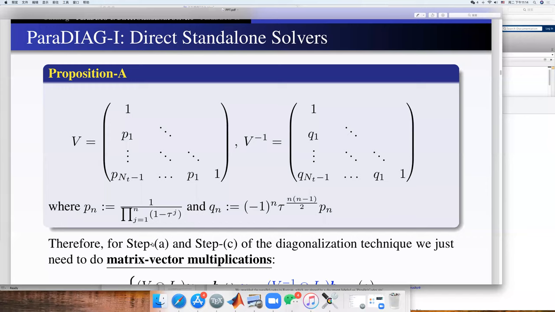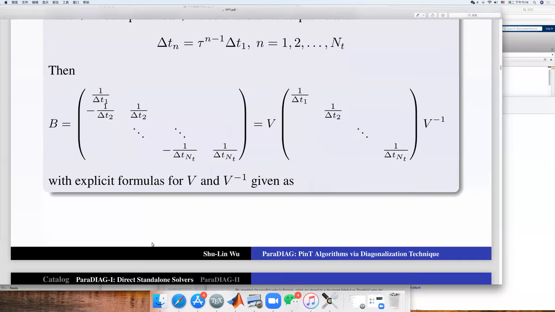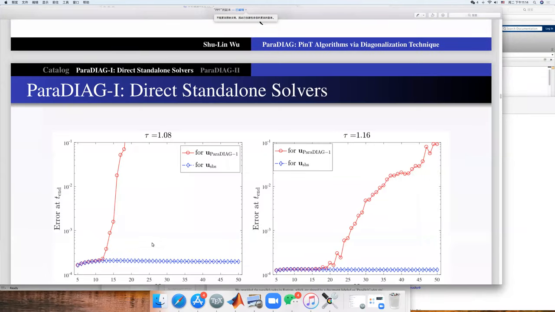But the above two matrix vector products cannot be done precisely because of the round off error arising from the floating point operations. The round off error is related to the condition number of the eigenvector matrix V, and for a given geometrically increasing factor tau, the condition number increases fast as NT grows. For the largest NT, one balances the round off error and the discretization error. Basically, NT cannot be large, and in many cases, we found NT can only be 20 to 30.